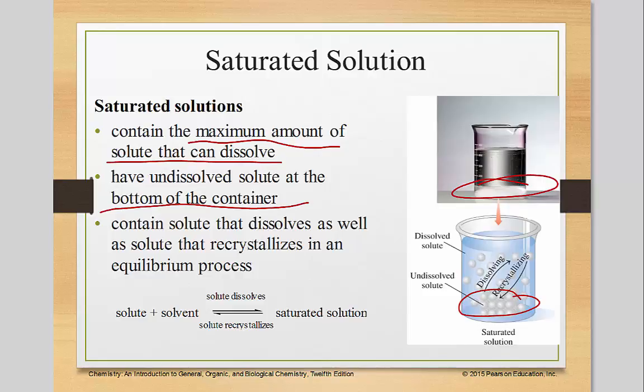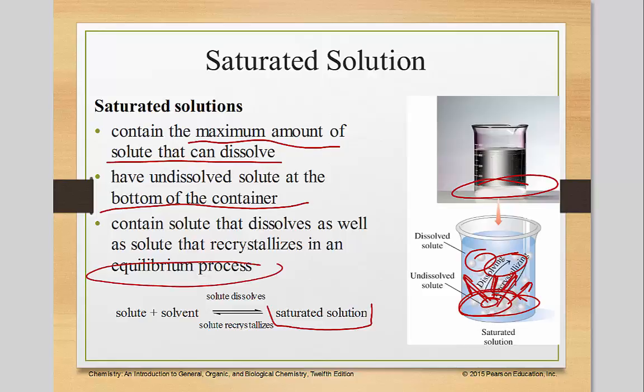So it contains particles that are already dissolved in the saturated solution, and it also contains particles that are in the process of being dissolved. So this is actually doing it over and over again. Molecules are coming together and then breaking back up again. And that's called equilibrium.